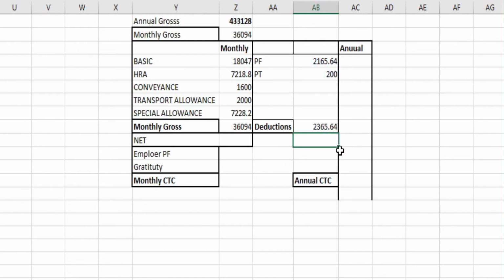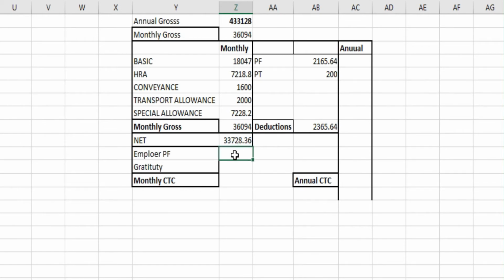These are around 2365, and the net means monthly gross minus deductions. Monthly gross minus deductions is called net. This is the net or take home of your salary.